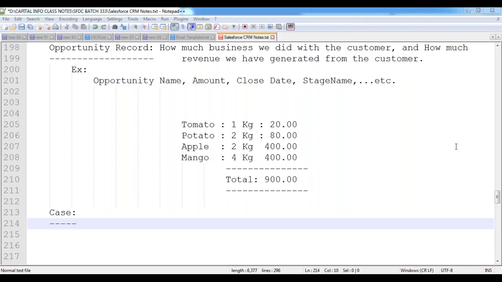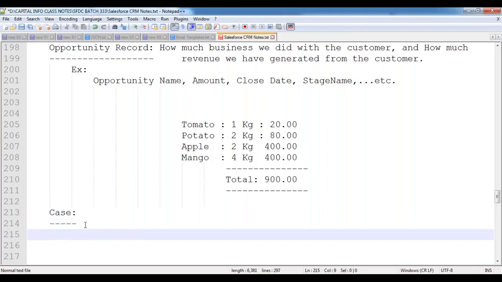If the problem is not yet resolved, then they will ask you to go to the nearest service center so that they can resolve the problem. That means they should be aware of what exactly the problem is. Then only they can suggest the solution. So the case is nothing but the detailed information of the problem which the customer is facing with our product or service.